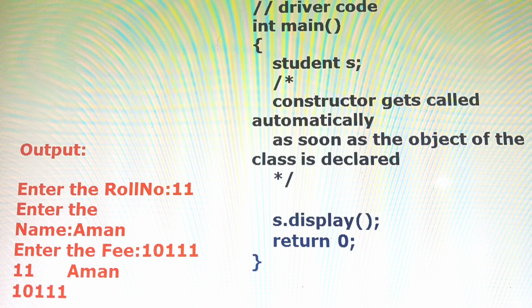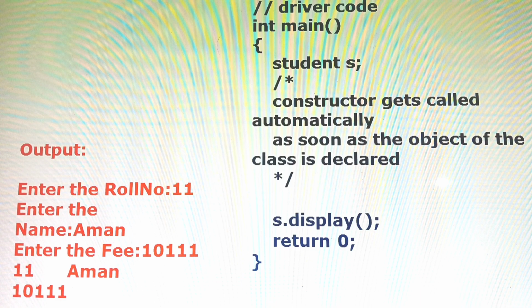See, this is the main program. The class name is student, the object is s. Once we create the object, the constructor gets called automatically in the main program. As soon as the object of the class is declared, the constructor gets called automatically. Student s means all the statements we have given for that constructor are executed automatically in the main program.